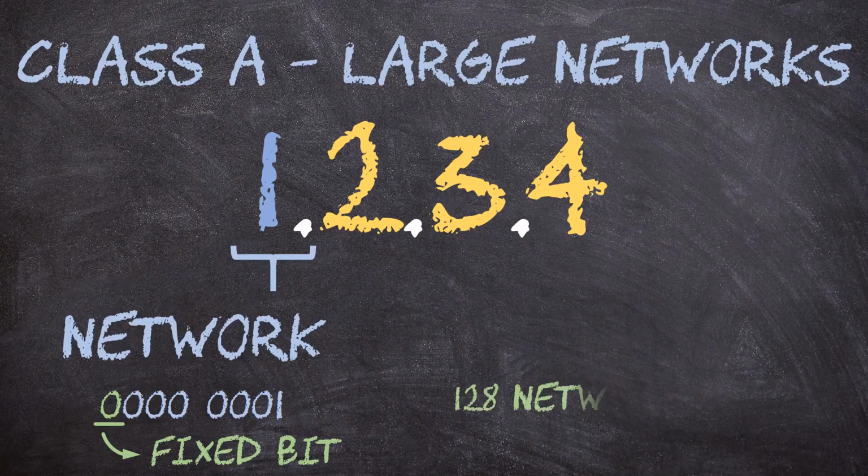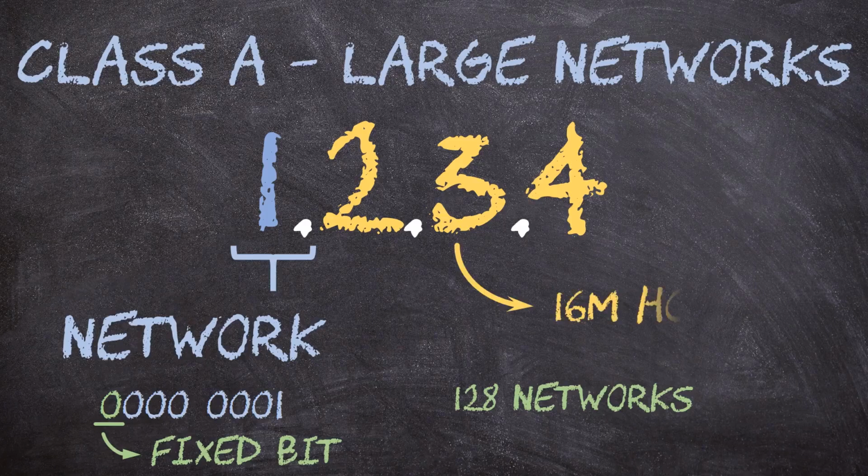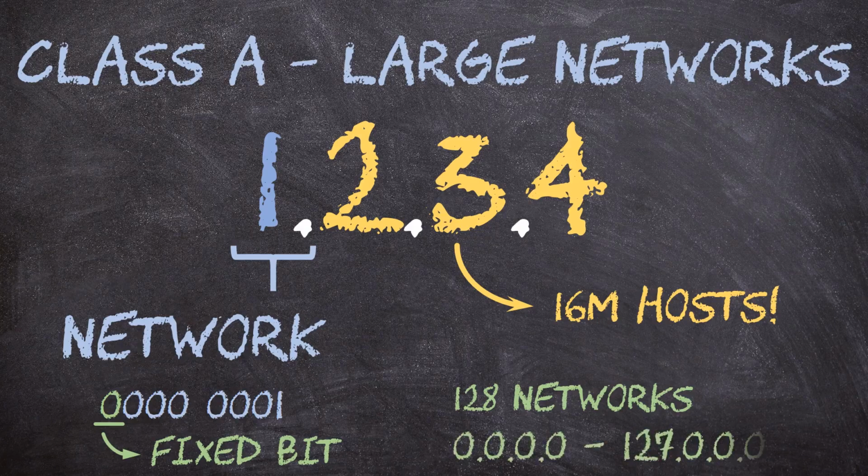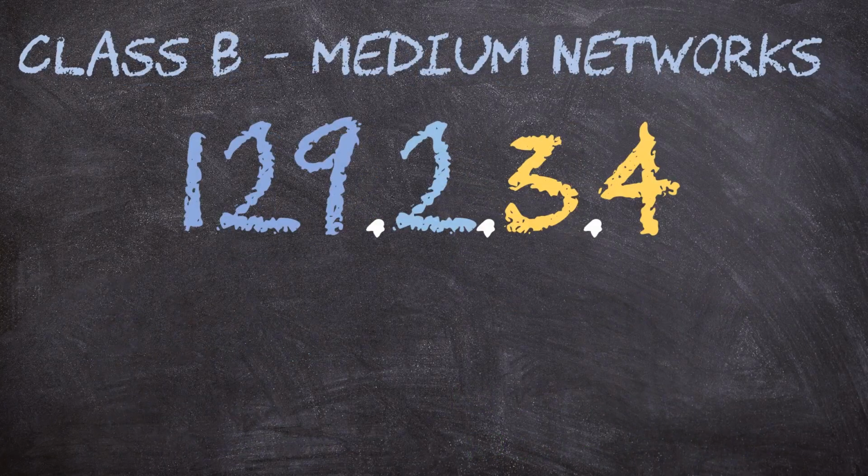That means there are 128 Class A networks, with more than 16 million possible host IPs per network. The Class A address space then is 0.0.0.0 through to 127.0.0.0. There is a small catch with this though. Networks starting with 0 and 127 are reserved. So the usable Class A space is really 1.0.0.0 to 126.0.0.0.